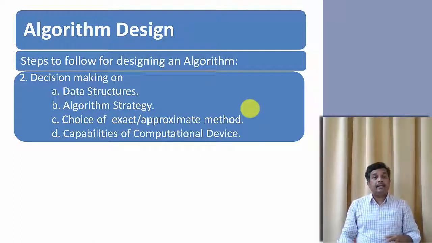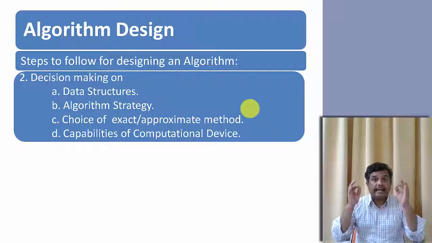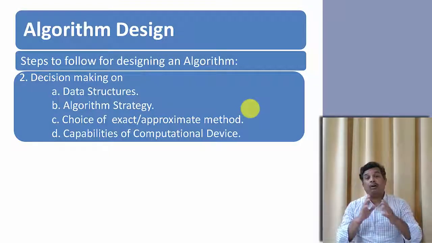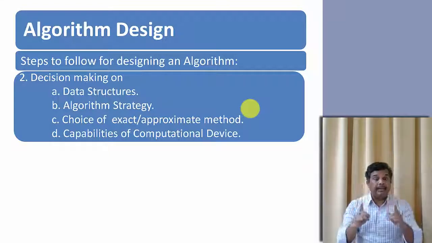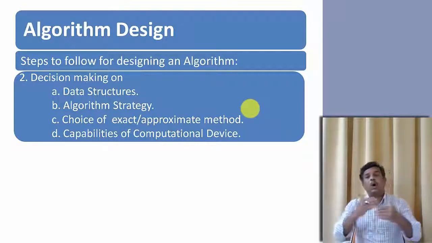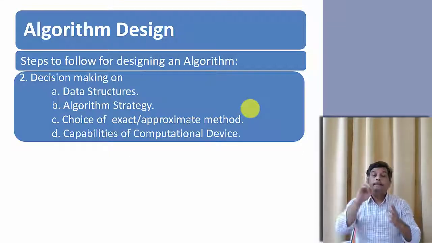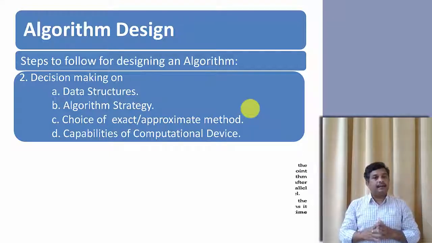The next thing is to decide the exact or approximate method. A method is required to solve a particular problem, but the method can be either an exact method or an approximate method. So we need to decide before writing any algorithm.